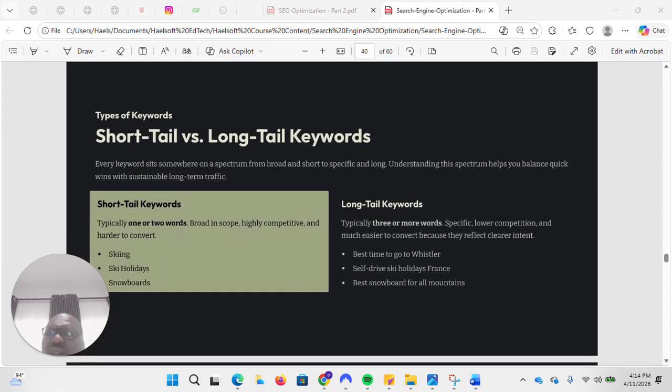And we have different types of keywords. We have short tail and we have long tail keywords. Every keyword sits somewhere on a spectrum from broad and short to specific and long. Understanding this spectrum helps you balance quick wins with sustainable long-term traffic. We have short tail keywords, we have long tail keywords. Short tail keywords are typically one or two words. Long tail keywords are typically three or more words and specific. There's lower competition and they are much easier to convert or rank because they reflect clearer intent. Long tail keywords always reflect clearer intent.